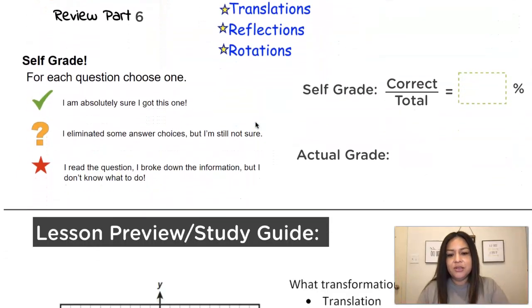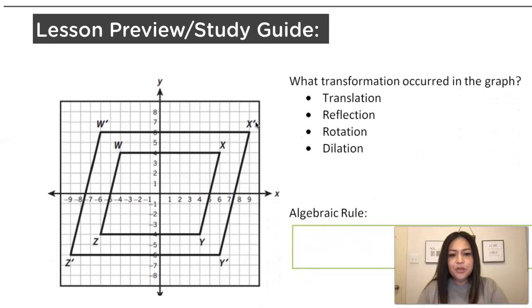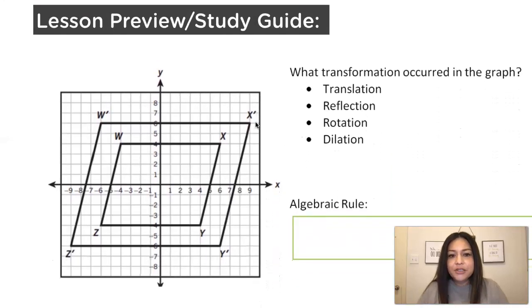So let's remember what a transformation is. Essentially we have 4 different kinds of transformations. And when I say transformations, what I mean is something that changes a figure. So transformation means something that changes a figure.